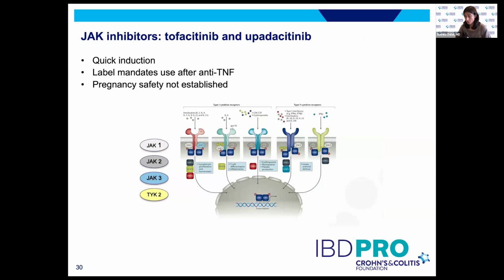So JAK inhibitors first, we'll talk a little bit about tofacitinib and upadacitinib. The Janus kinase enzymes, or the JAKs, are signaling molecules. You can see that they're up here near the cell surface, and they signal from many different cytokines. So there's IL-2, IL-4, IL-7, IL-9, IL-15, IL-6. All of those are binding to the cell surface receptor, and then the JAK enzymes are carrying the signal down.